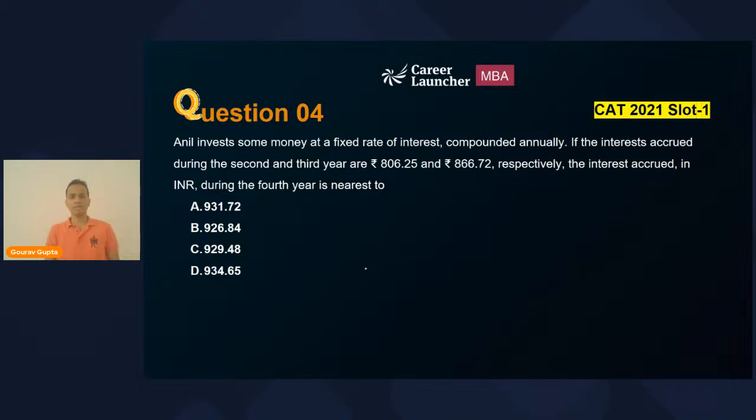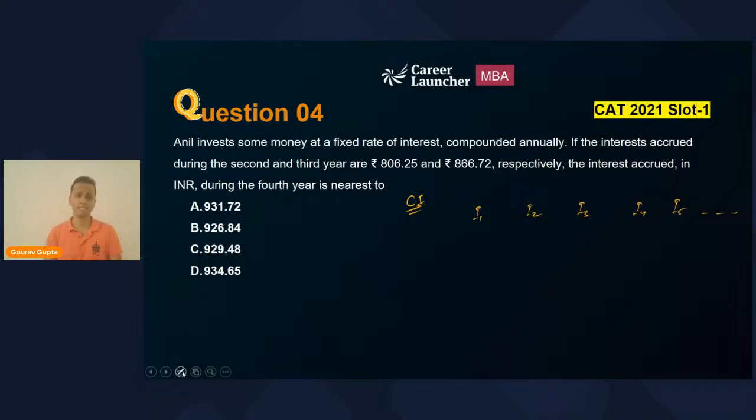ठीक है? बहुत basic understanding चाहिए. We are talking about compound interest. The interest of first year, interest of second year, interest of third year, interest of fourth year, interest of fifth year, and so on. Right? We are talking about the compound interest. So, interest in first year, second year, third year, fourth year, and fifth year.